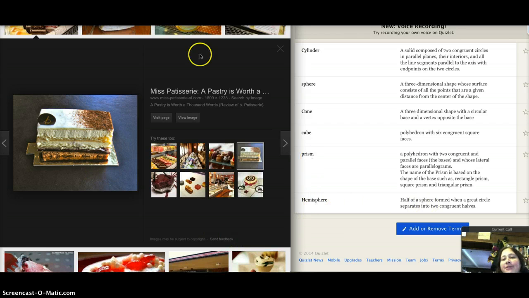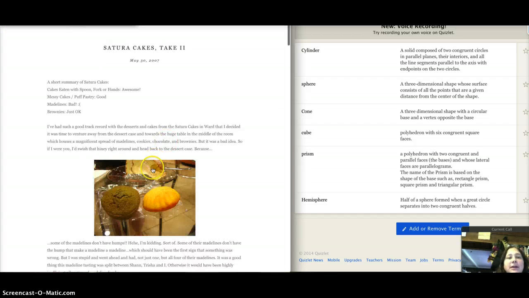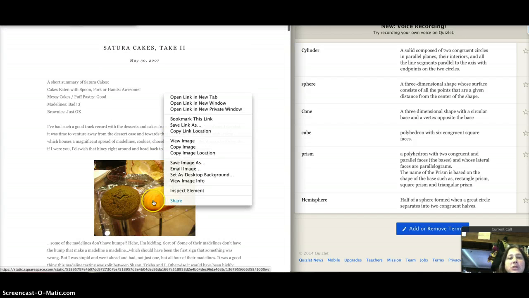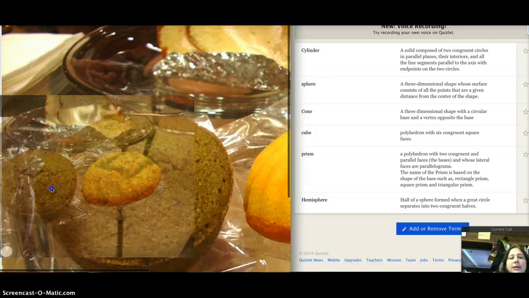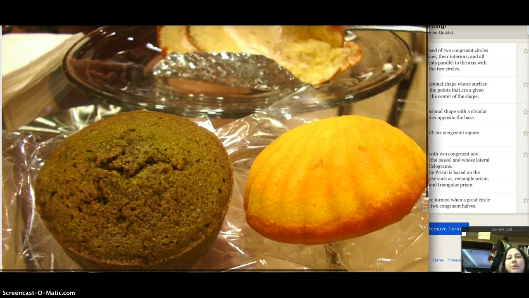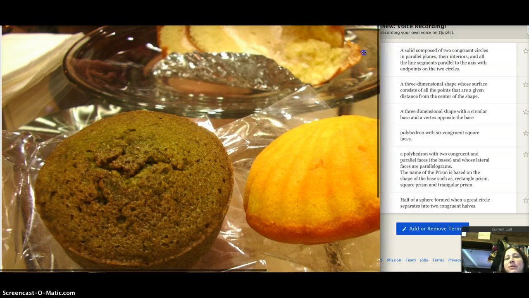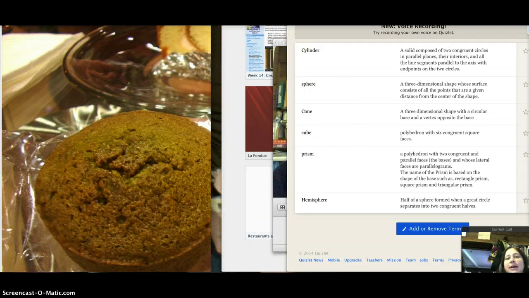Hemisphere, half of a sphere, is this one. Looks kind of like a UFO shape, even though it's a cookie. And if you go closer to the image, you can actually see the shape of the sphere, although this isn't opening up properly. There we go. The shape of the hemisphere. So this is the half, and then there's the top.